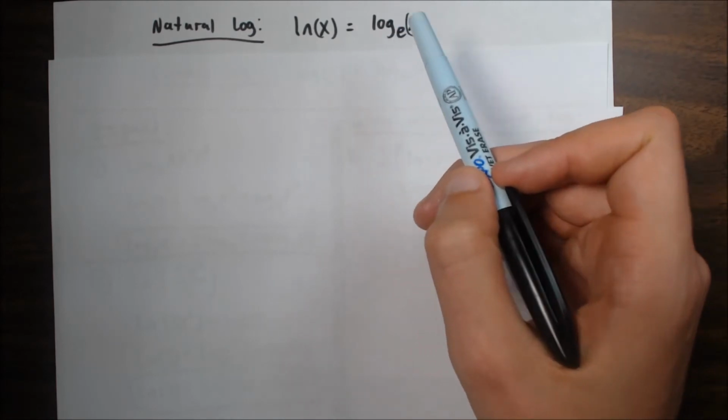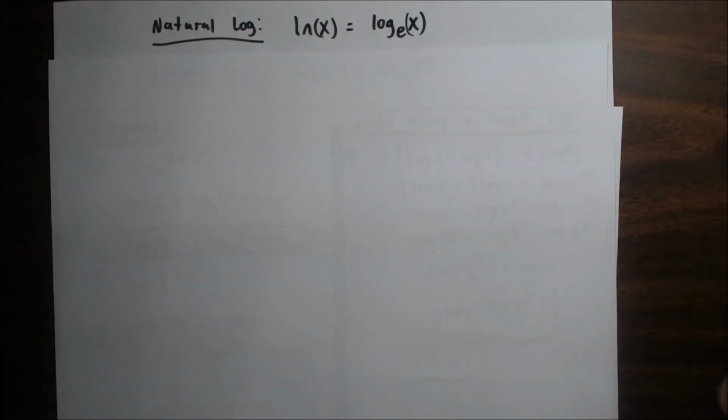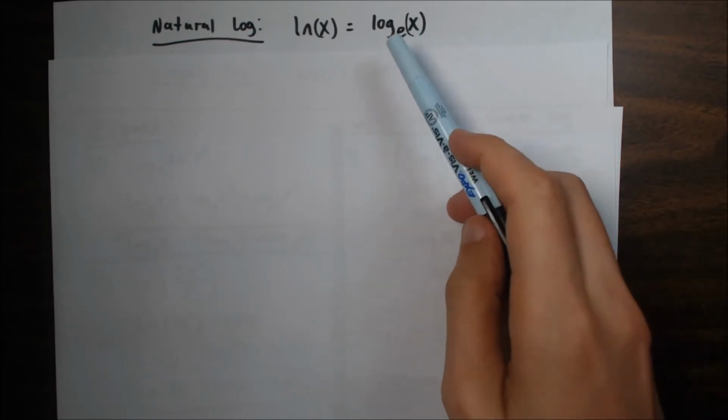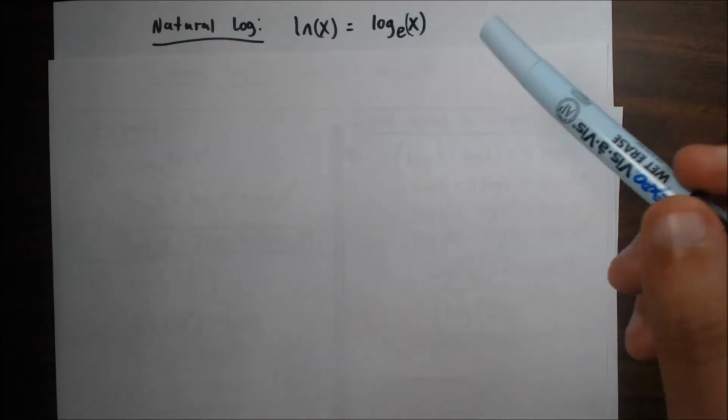And e is actually a constant. It's just a number, kind of like pi. It's a symbol that represents a specific number. It's not a variable. And that number is what's called Euler's number. But it's used in a lot of different applications in compound interest and some other places.